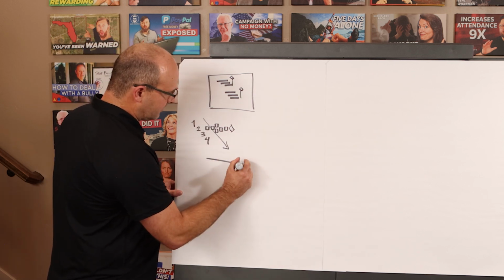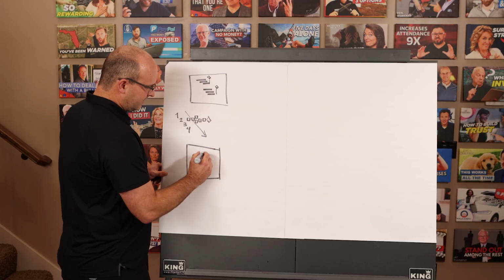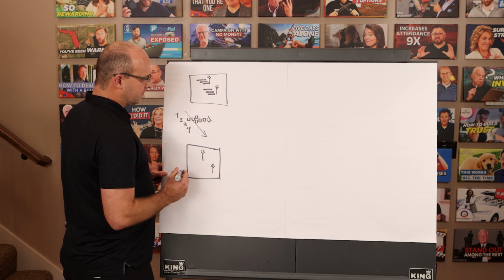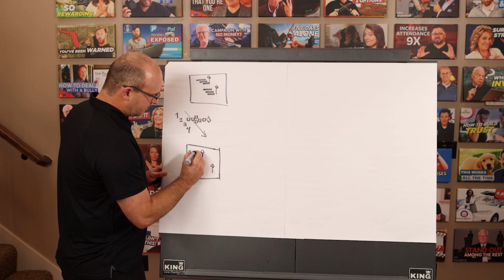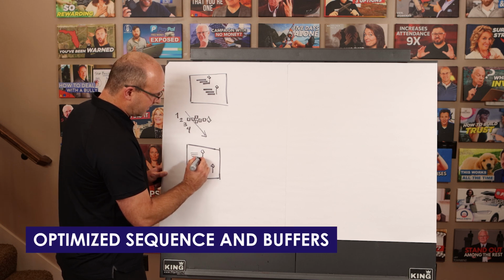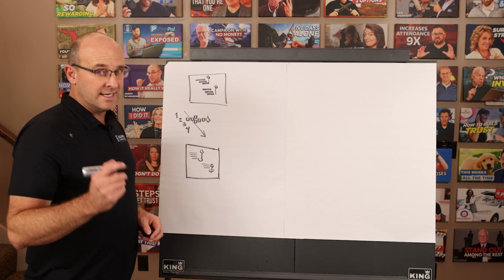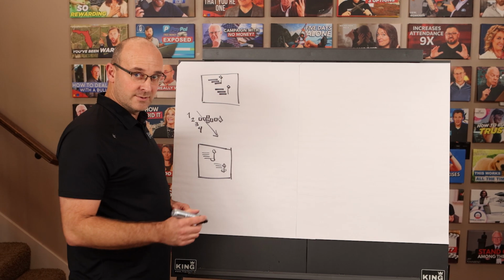That then creates what's called our norm level Takt plan. And if you have the same milestones up here, that's great. The norm level Takt plan will end up going faster through the pull plan because of the zoning. And so what you'll find is you'll have an optimized sequence and buffers. So this norm level production plan is healthy. It has enough buffers. It can absorb risks. So it's really, really great stuff.